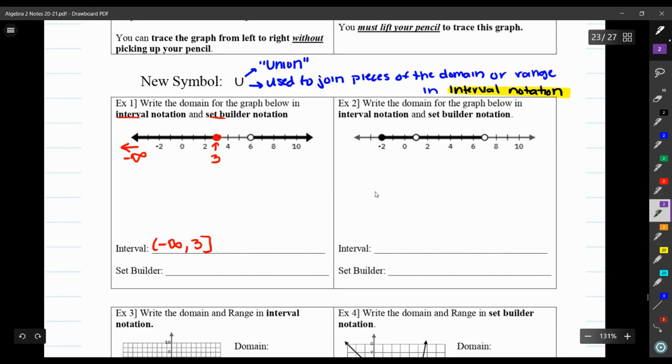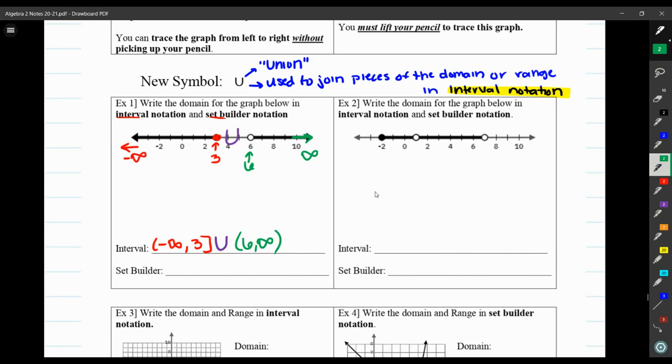Now, in the center, where the break is, that's where we put our union, and then we join the other half. The second half has a low value of 6 and goes on to infinity on the positive side. So we're going to have 6 to infinity. The 6 needs an open parenthesis because it's an open circle, and the infinities always have parentheses. This is the final domain for this graph. We've joined our two pieces: the left piece in red, then we jump, as I like to call it, and then the right piece.